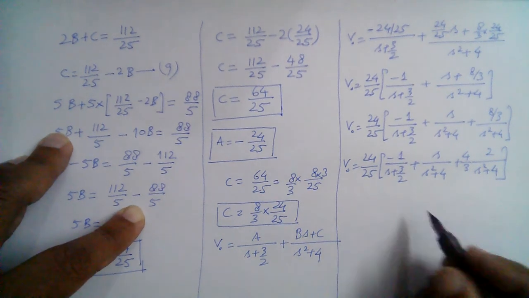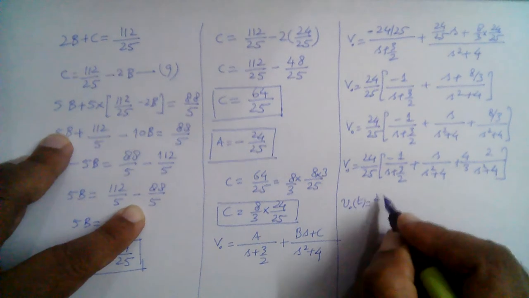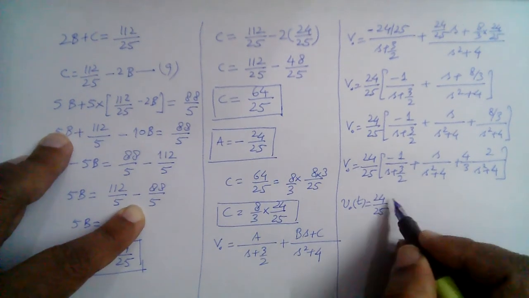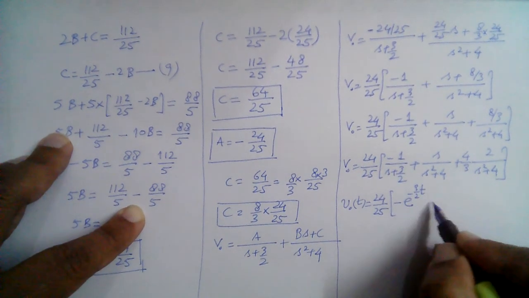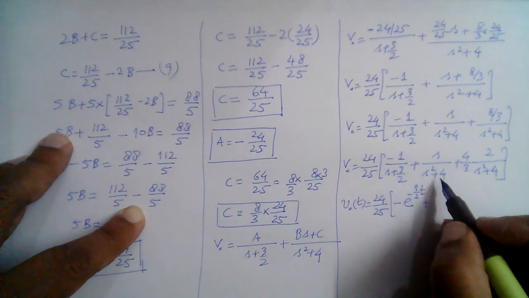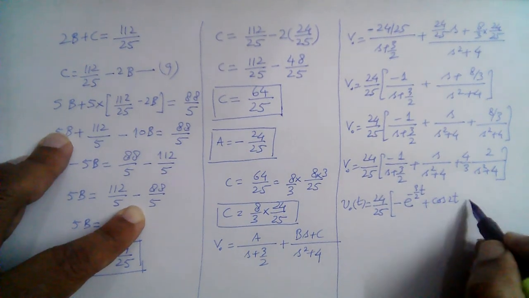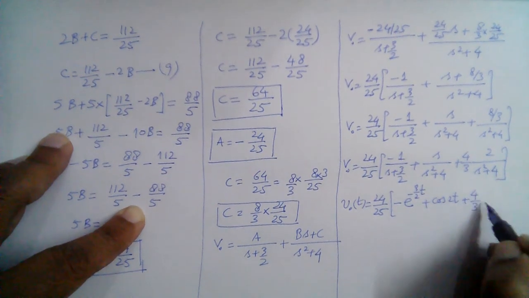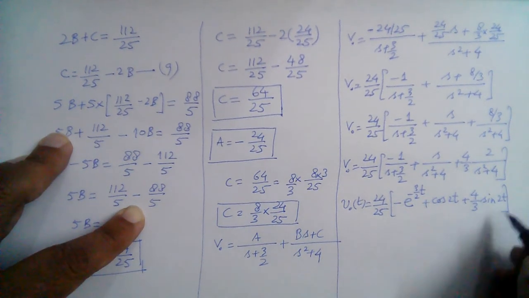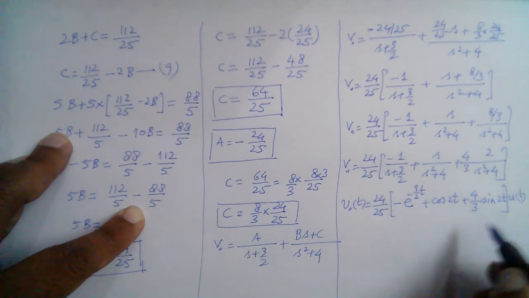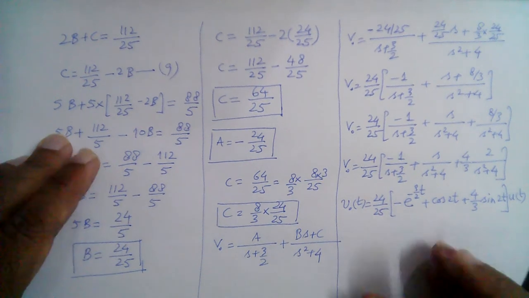So now if we take the inverse Laplace transform, then v naught of t is equal to 24 over 25 times minus e raised to power minus 3 over 2 t, and this is the Laplace transform of cos 2t, right? And this is the Laplace transform of sin 2t, 4 over 3 sin 2t. And we put u of t here to emphasize that this is the response for t greater than or equal to 0, right?